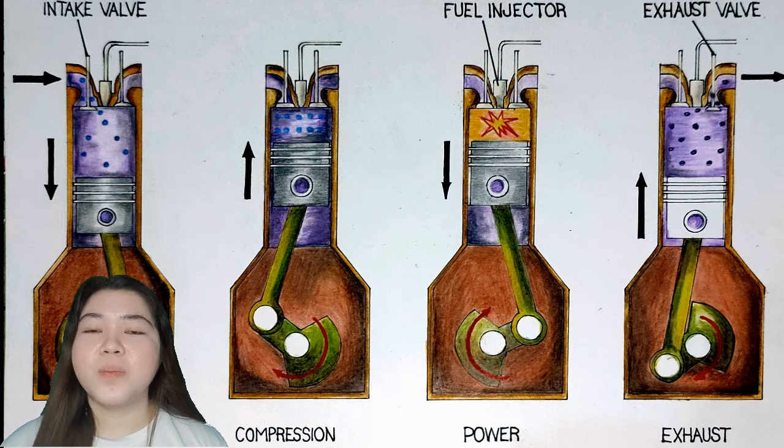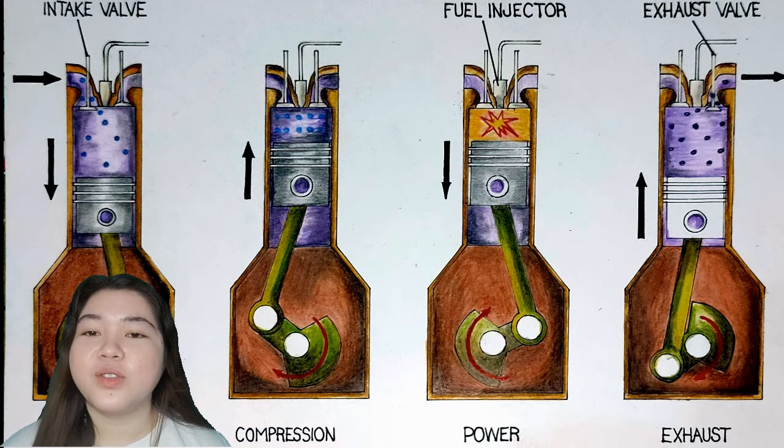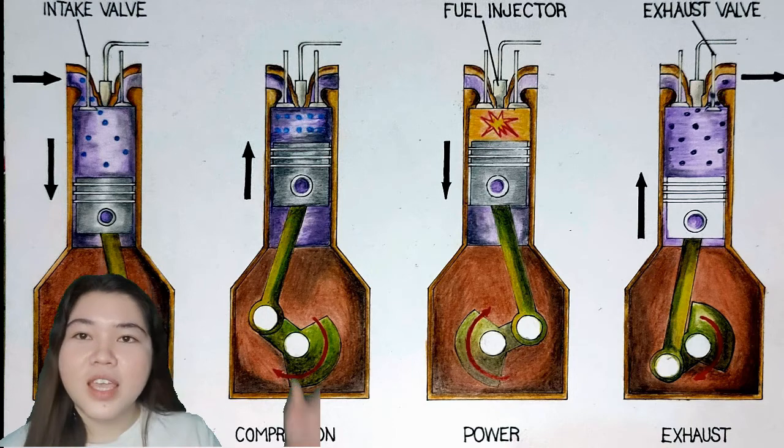So the last part is the exhaust stroke. When the piston is almost through its power stroke, a few degrees before bottom dead center, the exhaust valve begins to open and allows the high pressure and temperature gases to escape into the atmosphere. As the piston starts to move upward, it drives out the remaining burned gases left inside the cylinder into the atmosphere for the next cycle. It will be shown right here.